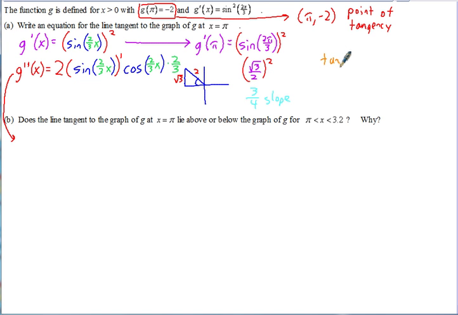So the tangent line in part A would be y minus the y coordinate, so minus -2 makes it plus 2, equals, we just figured out the slope is 3/4, times x minus the x coordinate pi.